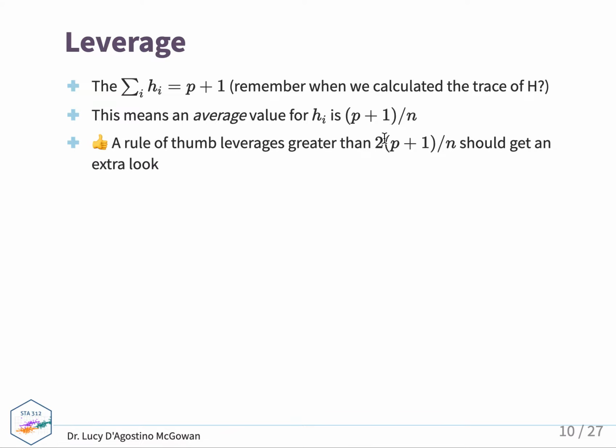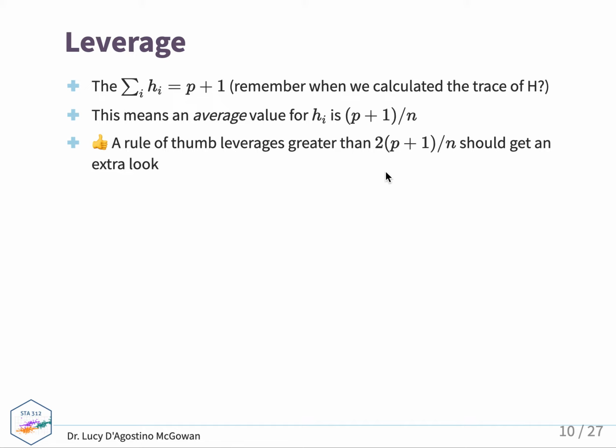A rule of thumb for leverages is that those greater than 2 times p plus 1 over n should get an extra look. So if you're at 2 times what the expected average would be for these leverage points, then maybe you should get an extra look. We can use this as just a rule of thumb.